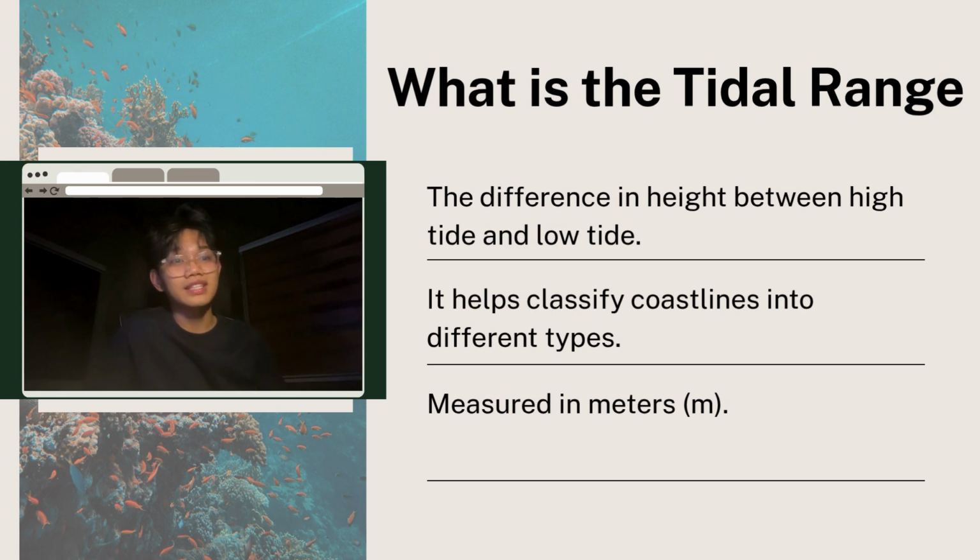What is the tidal range? The tidal range is the difference in height between high tide and low tide. It also helps to classify coastlines into different types, and it is measured in meters.